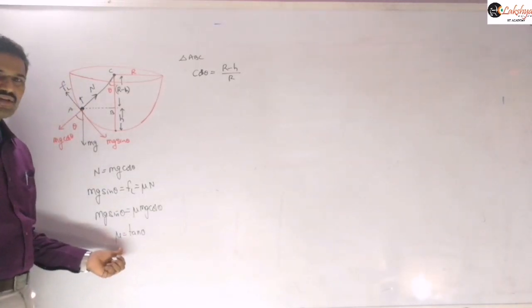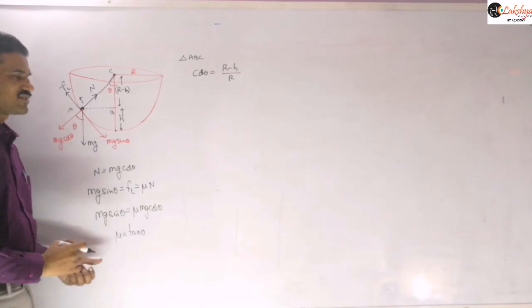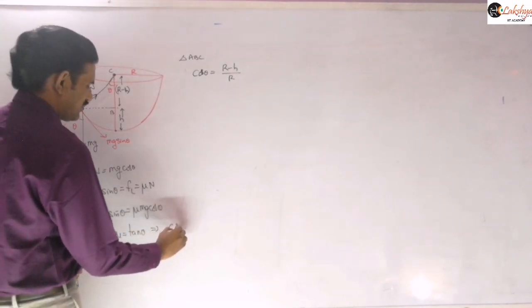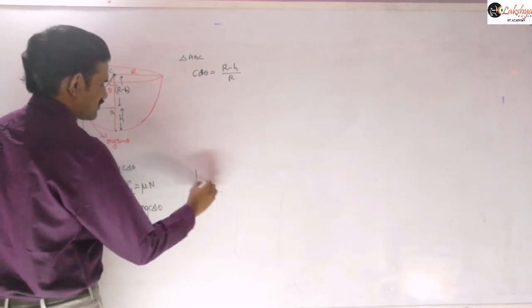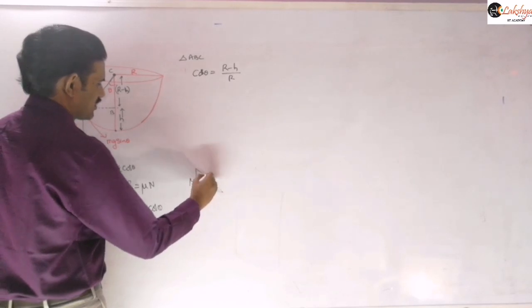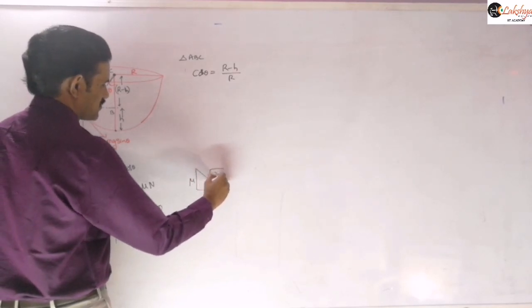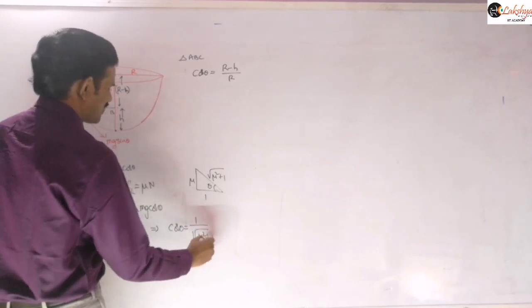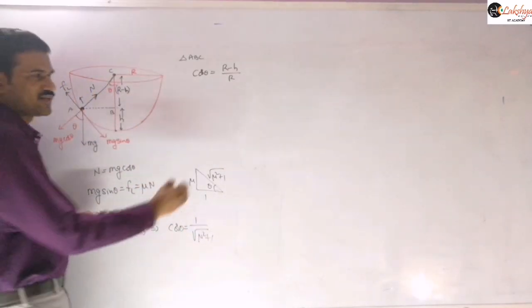Now from this we can find the cos theta value. If tan theta is mu by 1, then taking the triangle like this, this is the tan theta value, mu by 1, so the hypotenuse will be root of mu square plus 1. So cos theta is 1 by root of mu square plus 1. So let us equate here.